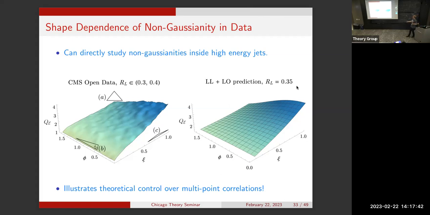This is an equilateral triangle up here. This is essentially this angle shown here. And this is some kind of flattened limit up here. This should be compared with the analytic prediction, which is what was shown on the last page. They're not overlaid here, but you can show that you get very good agreement. So you can really directly measure these higher-point perturbative correlations inside jets, which is very pleasing because these are very nice theoretical objects to play with.